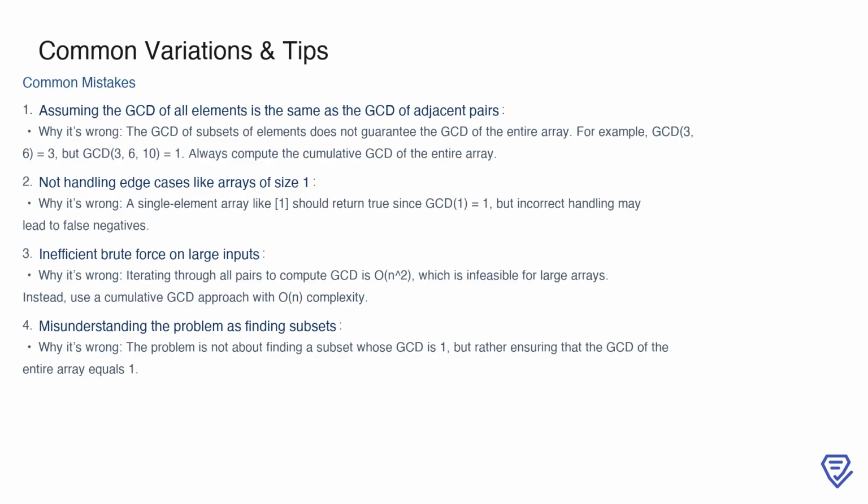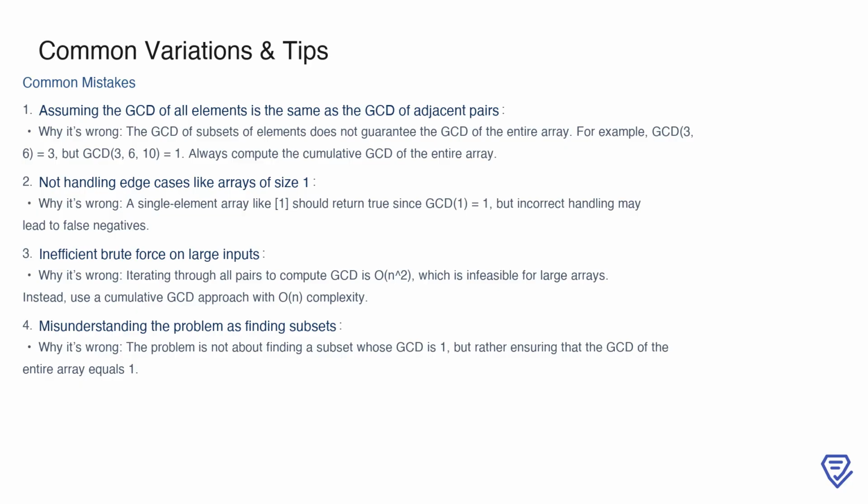For instance, while the GCD of 3 and 6 is 3, introducing another number, like 10, changes the GCD of the entire array to 1. It's essential to compute the GCD cumulatively across the entire array. Another common mistake is not handling edge cases properly, such as arrays with a single element.